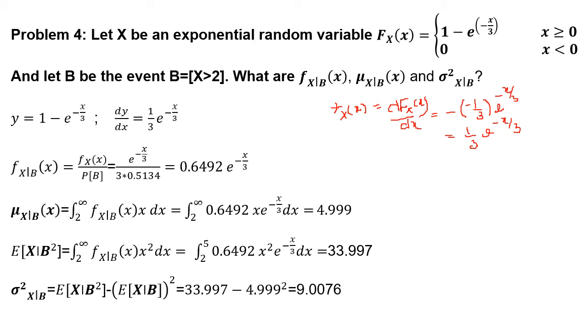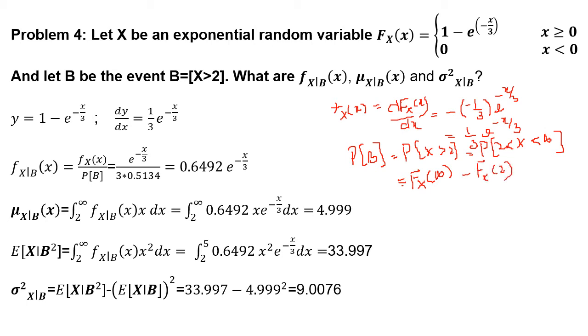And we need to find the probability of B. That is given by the probability of x greater than 2, which means that x can take values anywhere between 2 to infinity. So we can find this by taking the CDF at infinity minus F_X(2). F_X(infinity) is 1 minus e to the power minus infinity, minus 1 minus e to the power minus 2 by 3. So 1 minus 0 minus 1 plus e to the power minus 2 by 3, that gives you 0.5134.